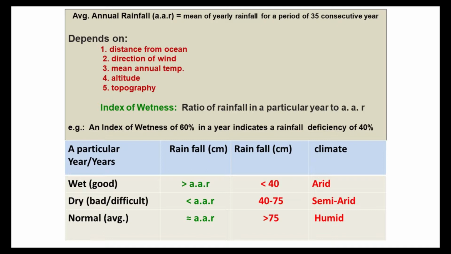Now, there is a term, index of wetness. What do we mean by index of wetness? It is the ratio of rainfall in a particular year to average annual rainfall. For example, an index of wetness of 60 in a year indicates a rainfall deficiency of 40%. Again, I am repeating, an index of wetness of 60 in a year indicates a rainfall deficiency of 40%.